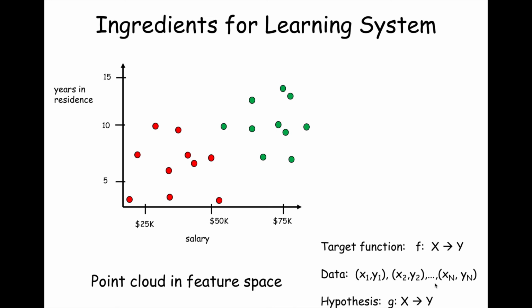And more specifically, we have what are called in the literature point clouds, right? You can imagine a cloud of these different data points in feature space. And the geometry is such, you can kind of see it, that people with a higher salary and a higher number of years in residence tend to be approved for a mortgage, whereas people with a lower salary and smaller number of years in residence tend to be denied a mortgage.